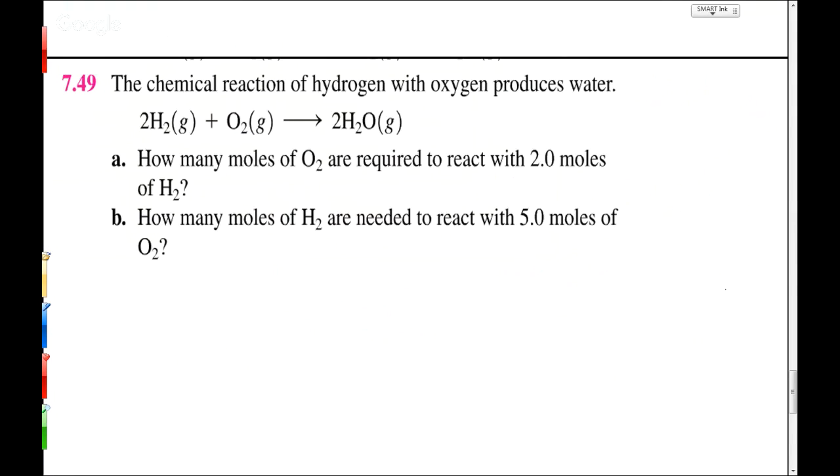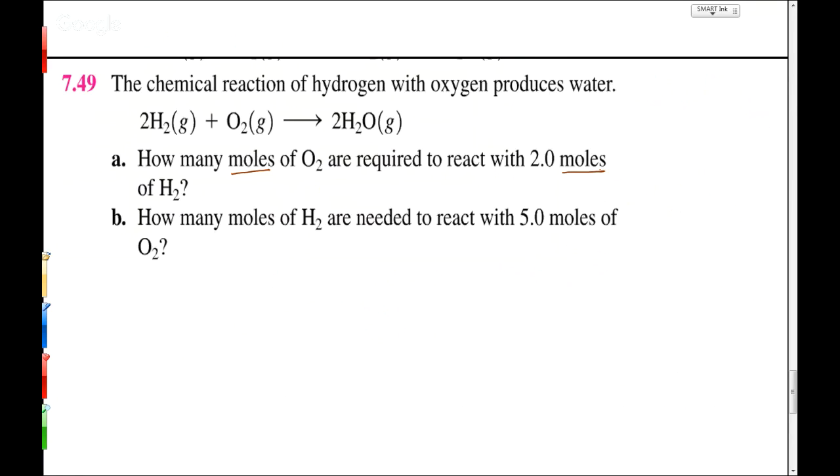So notice the difference in this wording versus the last one. Same kind of thing. You've got a chemical reaction. But now the question is asking just about moles. How many moles of this one do you need for this many moles of that one? That is speaking to that mole ratio. And all we need for that is the numbers from the balanced equation. We don't need to mess with molar masses because there's no talk of masses in this at all.